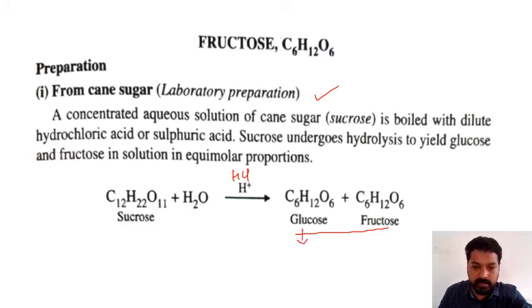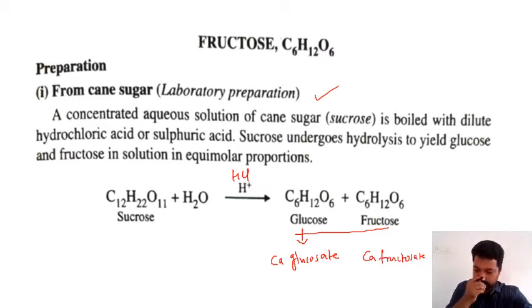So glucose is converted into calcium glucoside, and fructose to calcium fructoside. We are adding lime. This calcium glucoside remains in the solution, it is soluble, whereas the calcium fructoside is less soluble and precipitates out. This precipitate is collected, suspended in water, and decomposed by passing carbon dioxide to get the fructose.